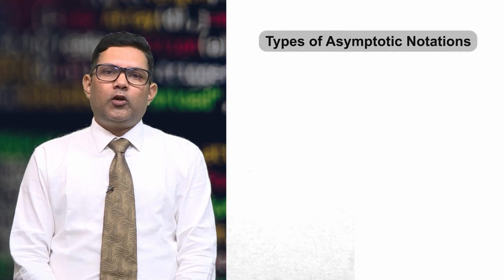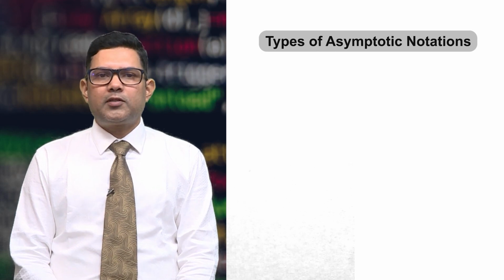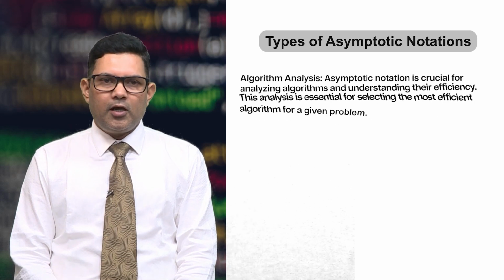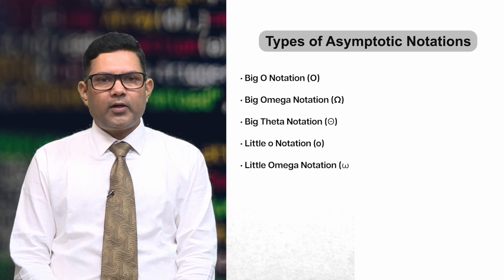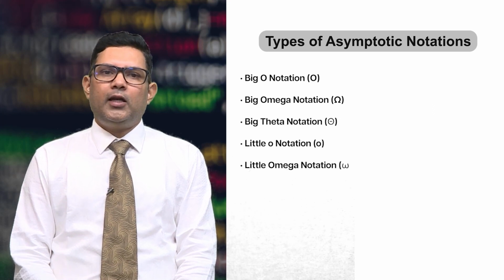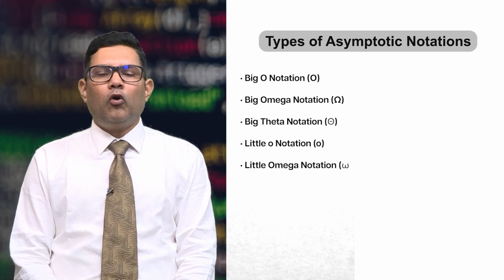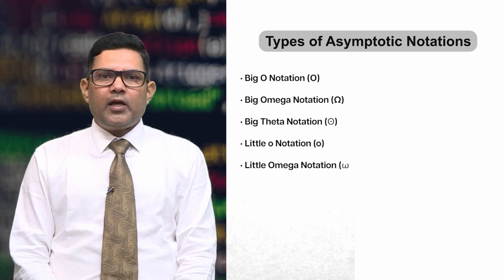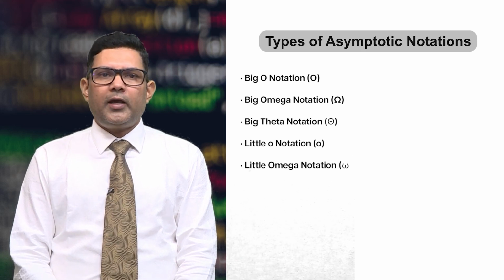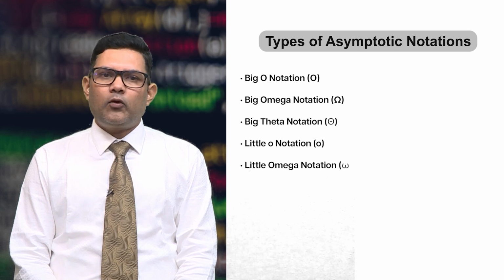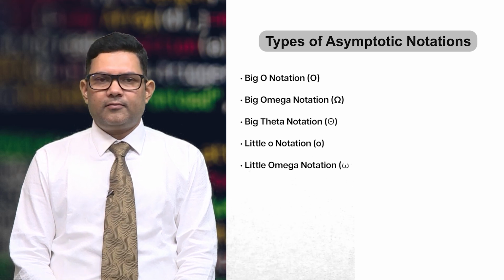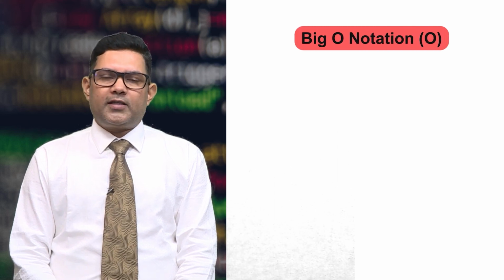Types of asymptotic notations. Basically there are 5 types of asymptotic notations: big O notation, big omega notation, big theta notation, little o notation and little omega notation. During our presentation, we will cover big O notation, big omega notation and big theta notation. So let's start with big O notation.